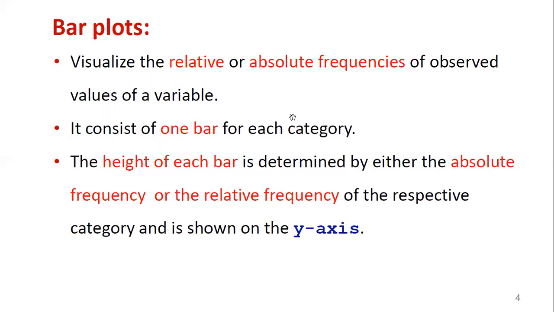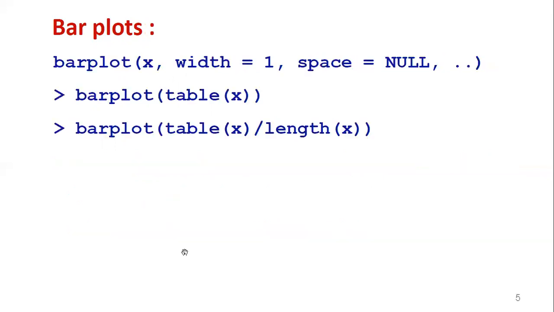It consists of one bar for each category. The height of each bar is determined by either the absolute frequency or the relative frequency of the respective category and is shown on the y-axis. So the height of the bar is shown on the y-axis, which can be determined by using either absolute frequency or relative frequency. So this is about bar plots.